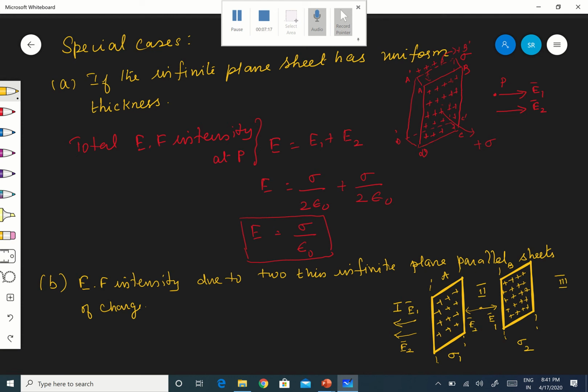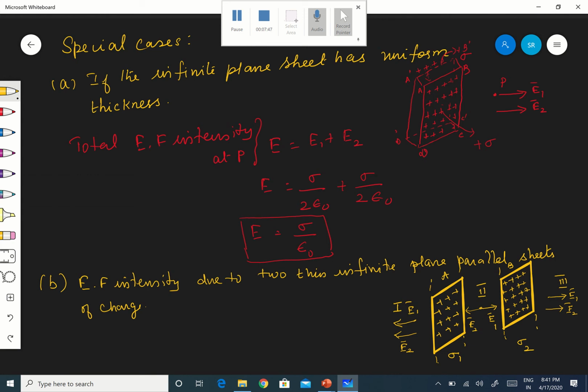Okay, right. Now you come to the third region. Due to A, the field will be towards the right, and due to B also it will be towards the right. Therefore, see, now the direction is fixed. Hope you are following.